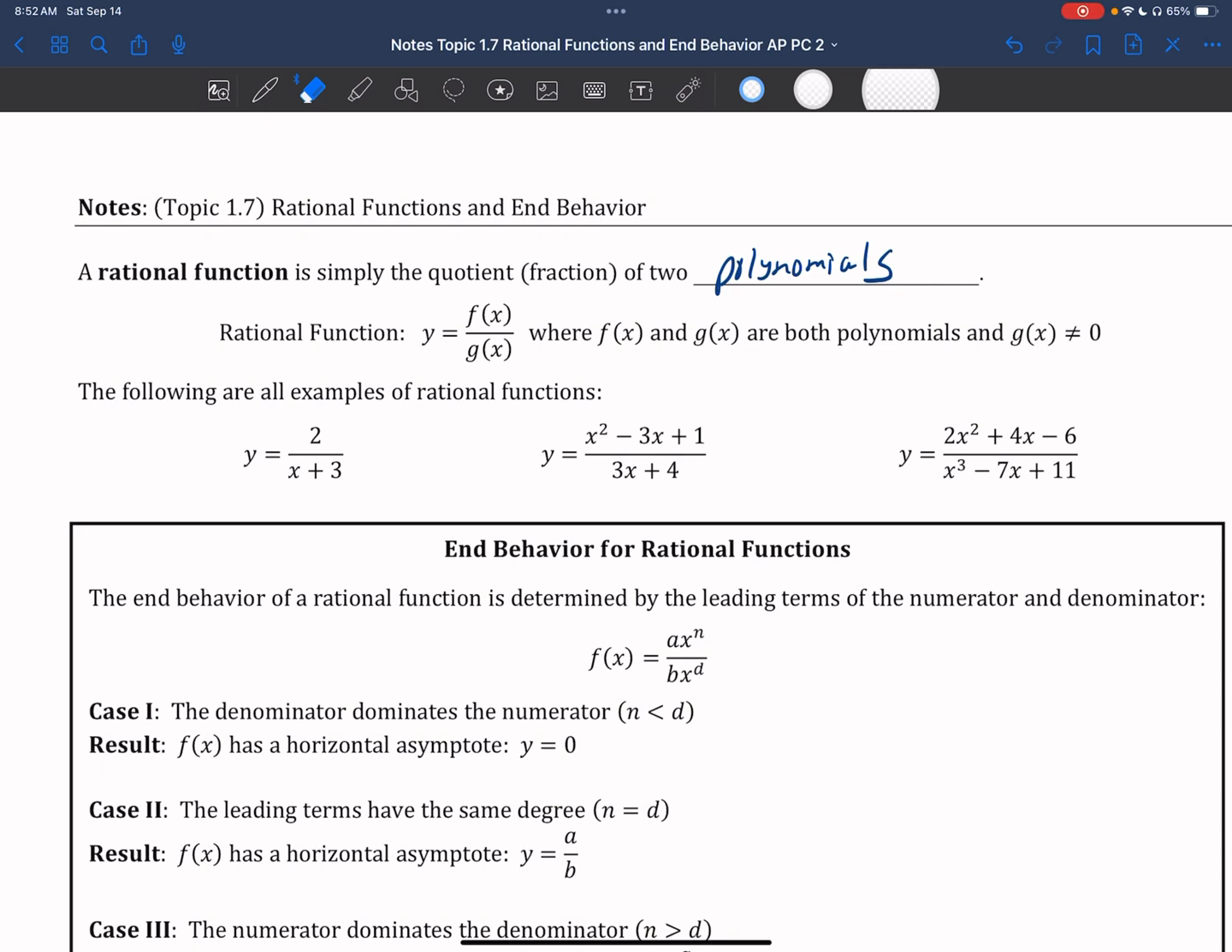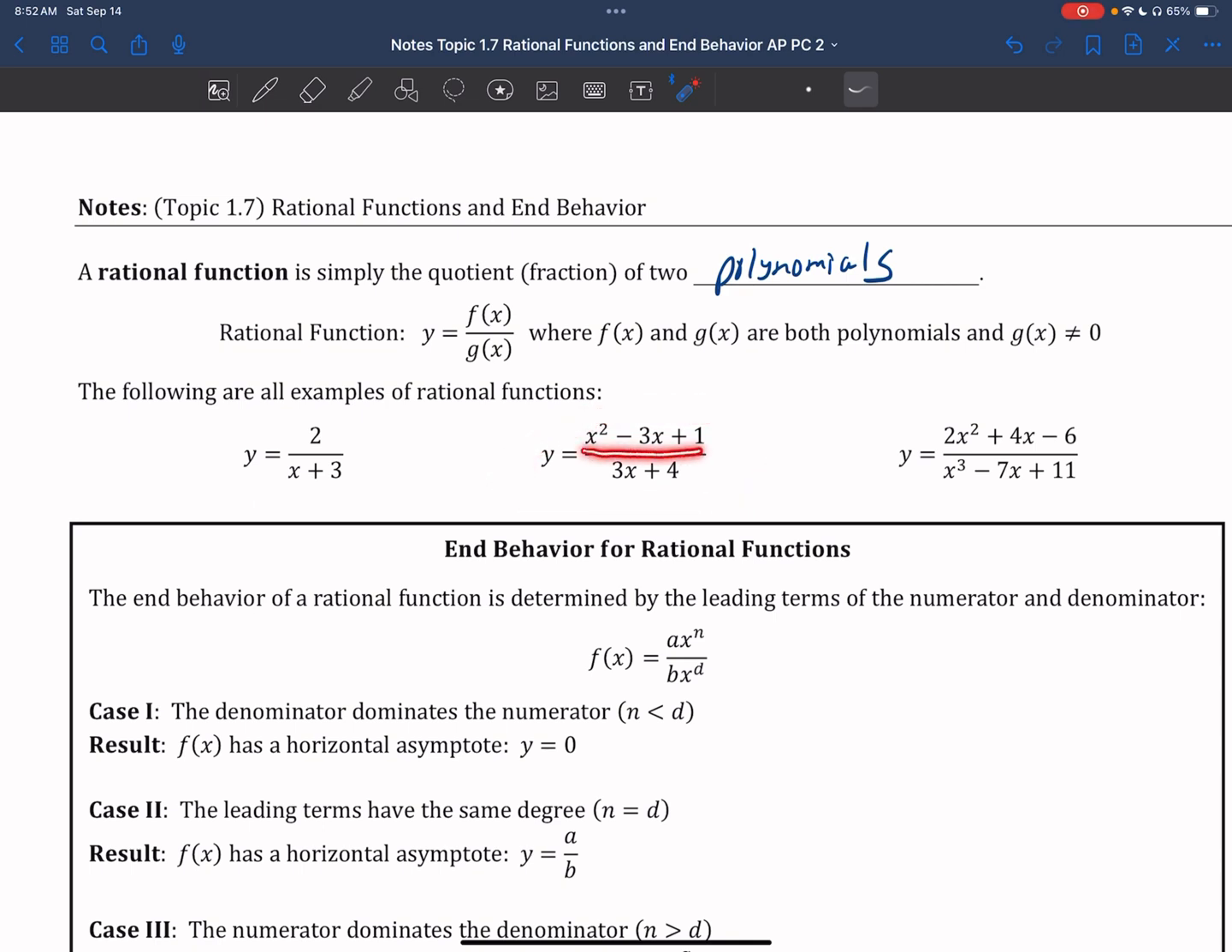The first one is y equals 2 divided by x plus 3. Don't forget, you can rewrite that as 2x to the 0 over x plus 3. Now you can see that you have a polynomial in the numerator, and then you have also a polynomial in the denominator.